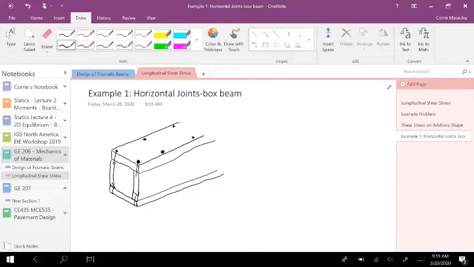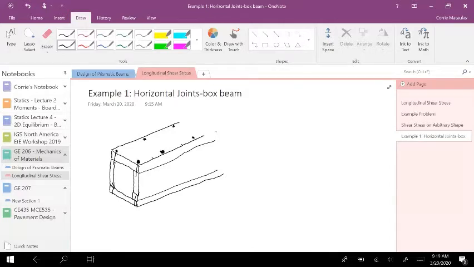So what we're going to do is we're going to say, for example, this nail is going to actually take on resistance from this portion to that portion, right? And then this nail is going to take that resistance from this portion to the next portion over, right? So that's kind of the idea here.